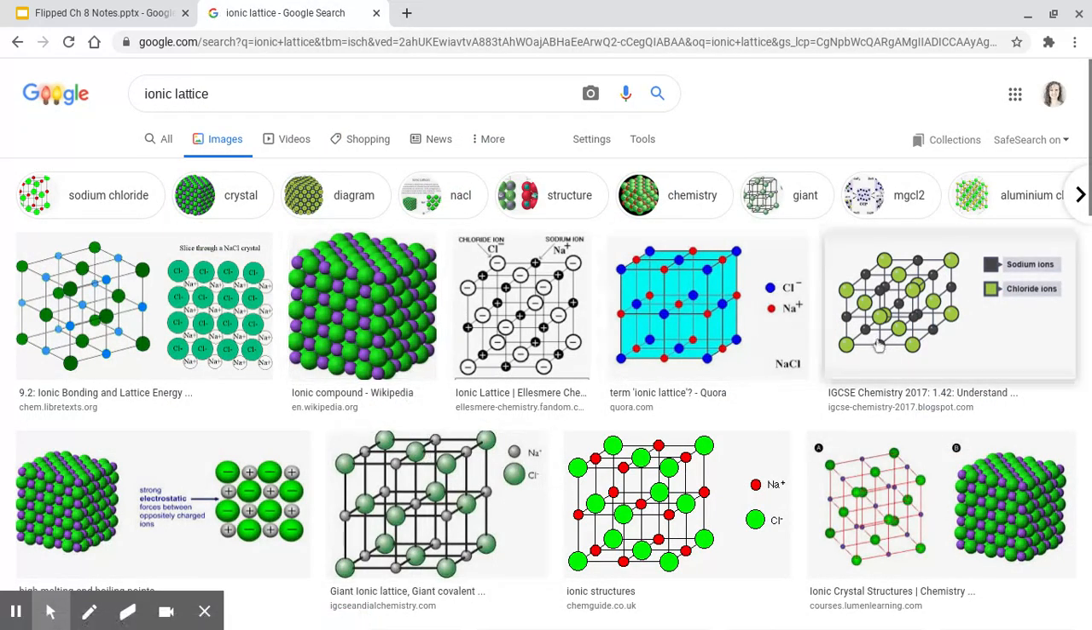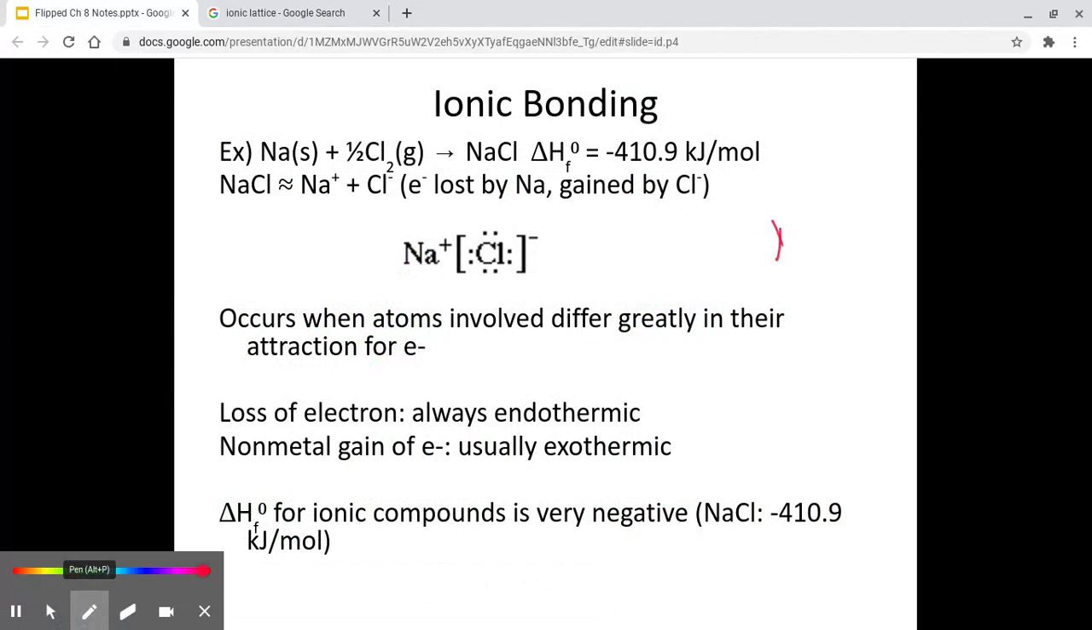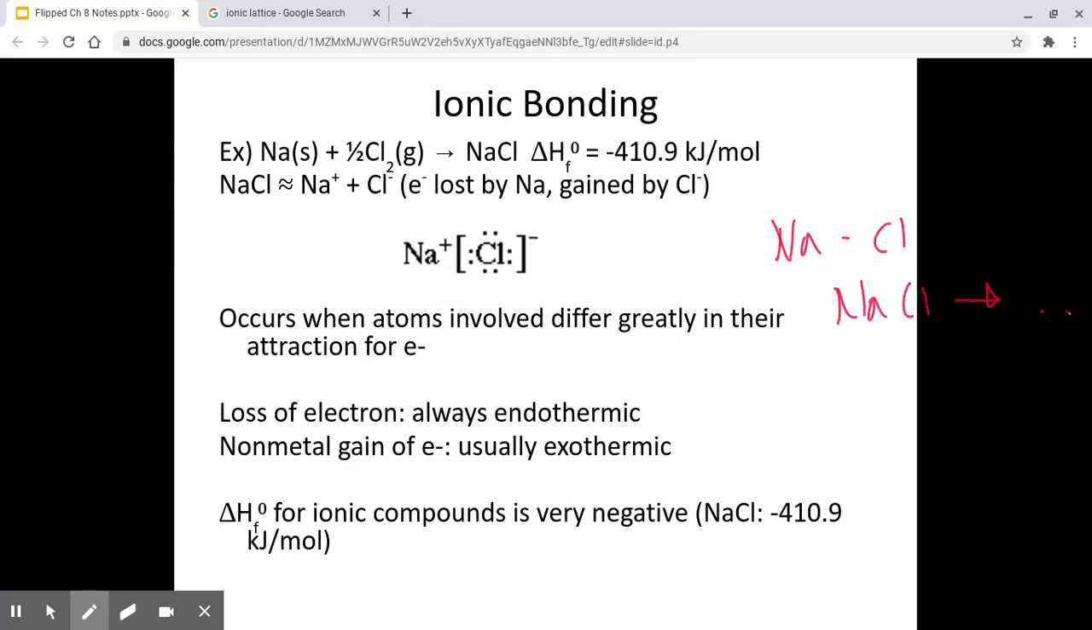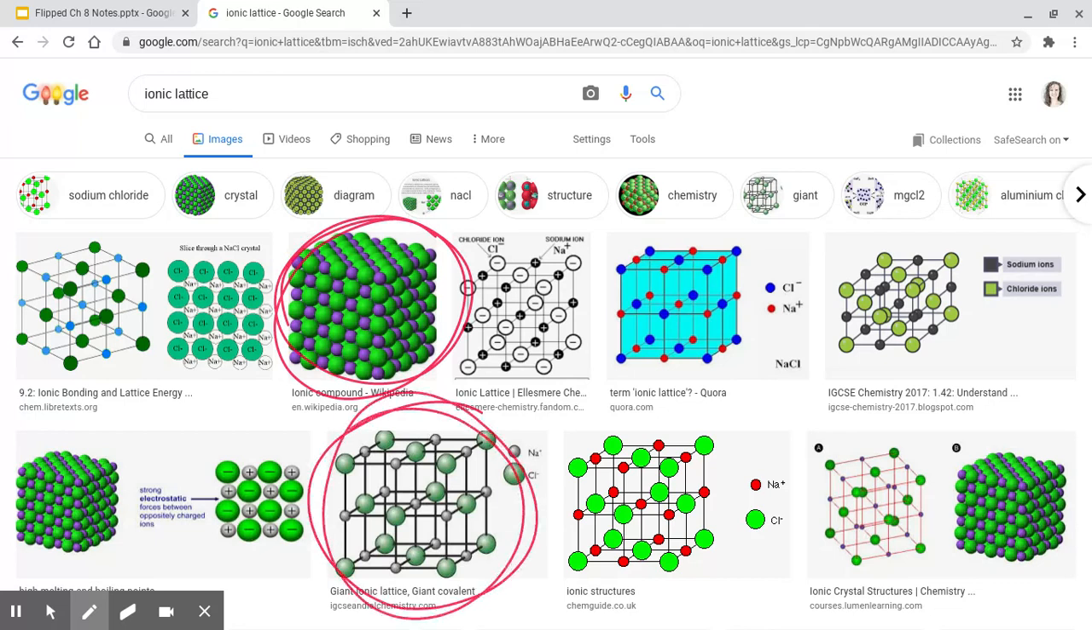All right, so you can see when we form an ionic compound, we write ionic compounds as NaCl. It looks like we have 1 sodium and 1 chlorine bonded together, but that's actually not accurate. Whenever you have ionic compounds that form, they form what's called a lattice. And you can see a couple different examples of lattices here. We have a space-filling lattice here. We have a stick and ball lattice here.